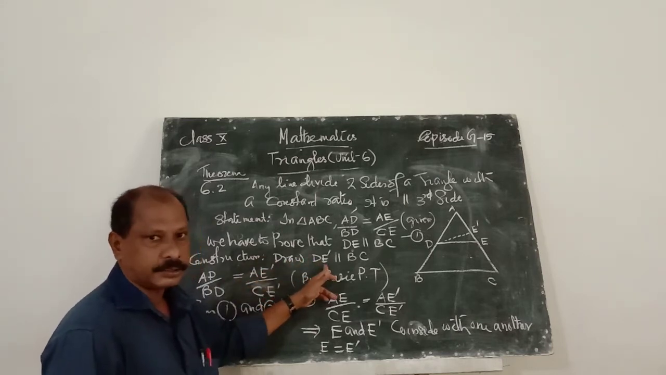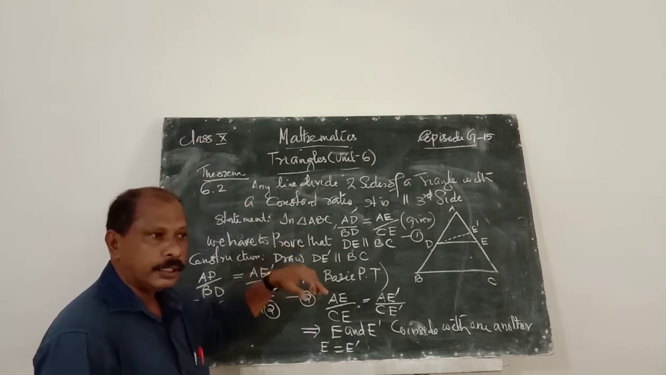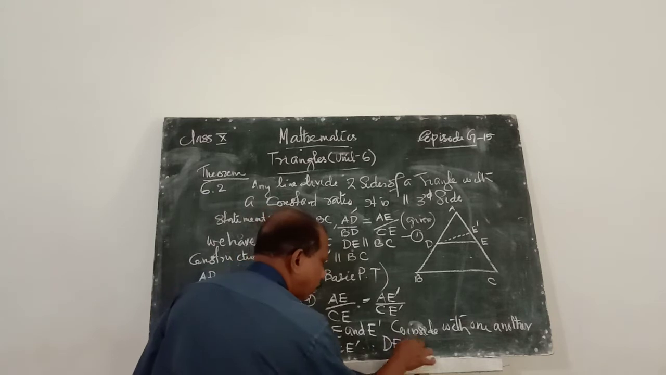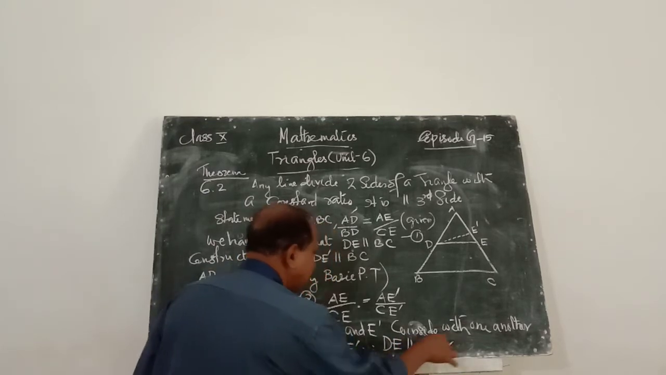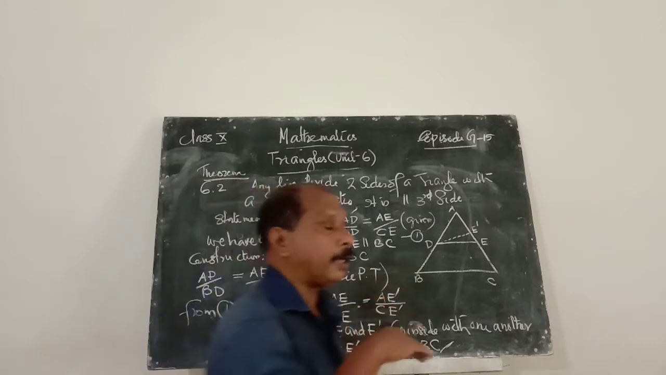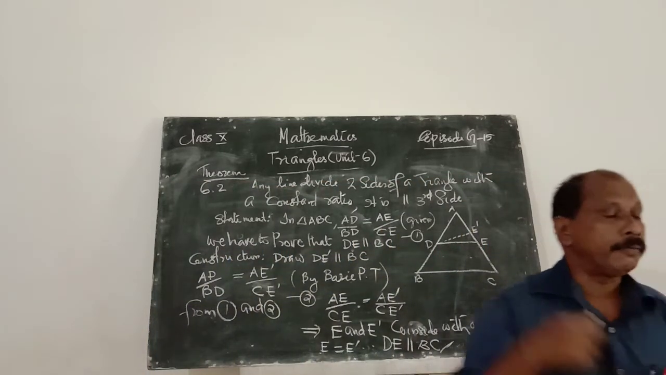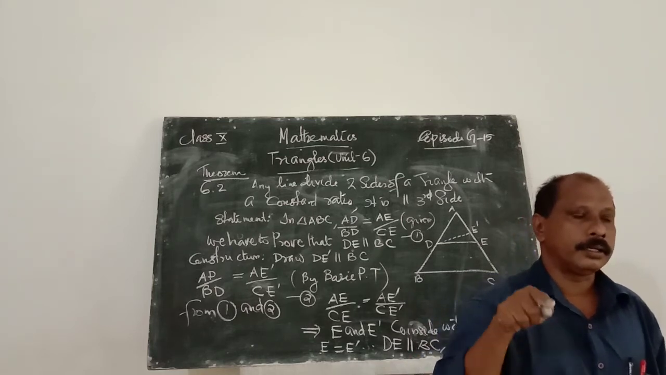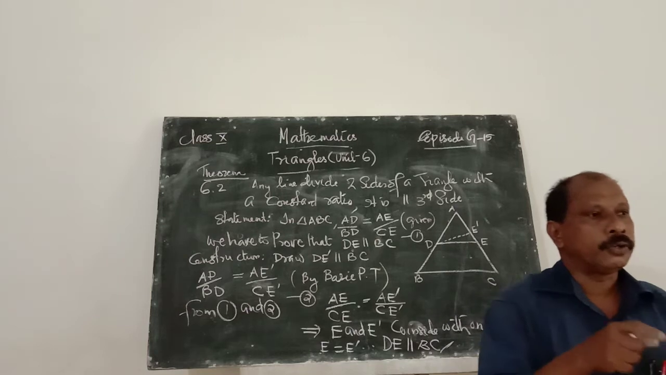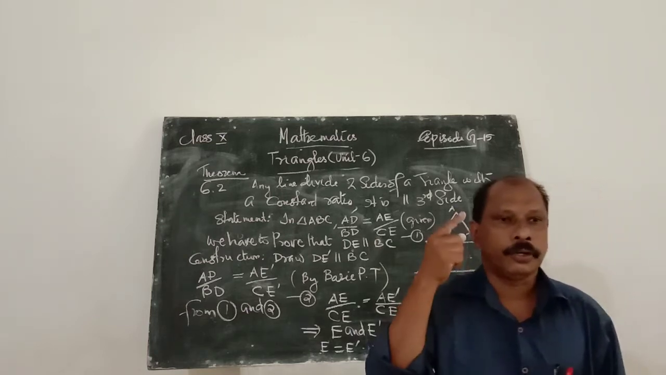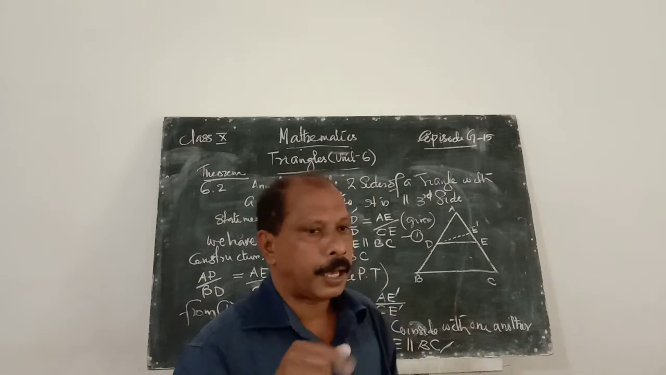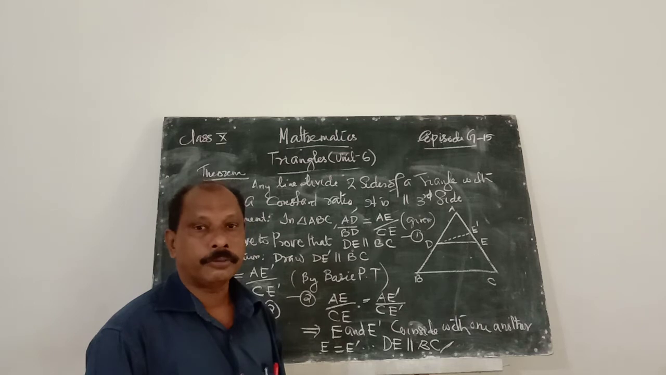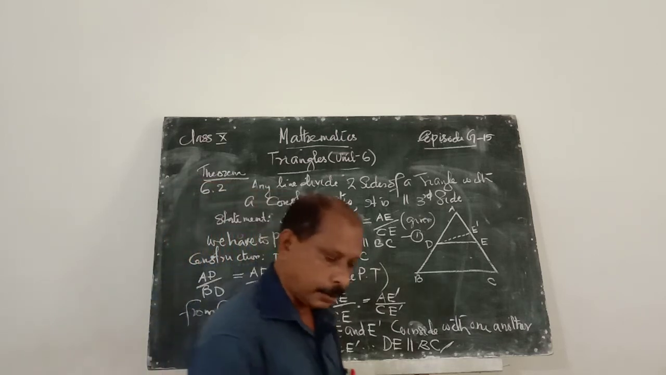It is our construction that DE dash is parallel to BC, and we proved that E dash and E coincide with one another. Therefore, E dash is replaced by E. Therefore, DE dash parallel to BC implies that DE is parallel to BC. That is the proof of the converse of the basic proportionality theorem.